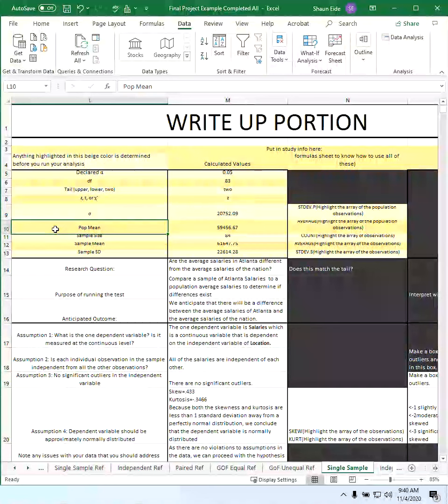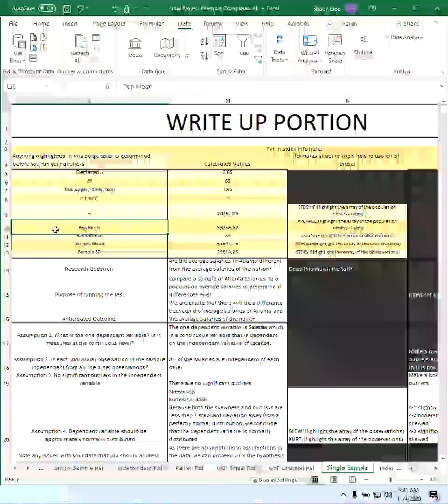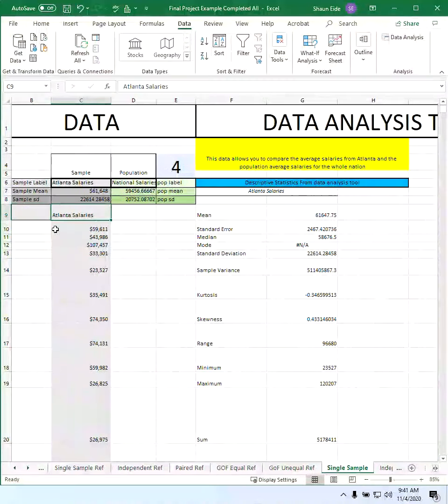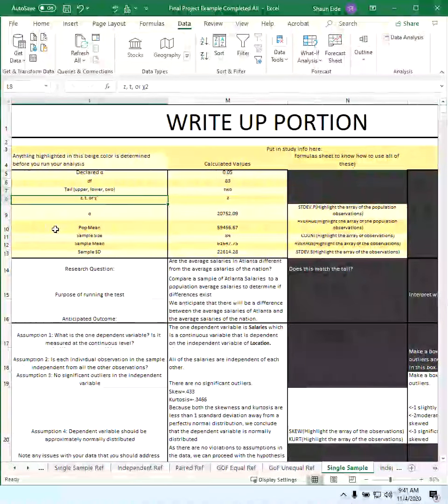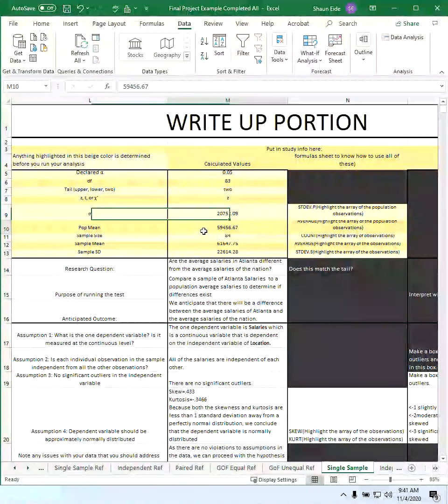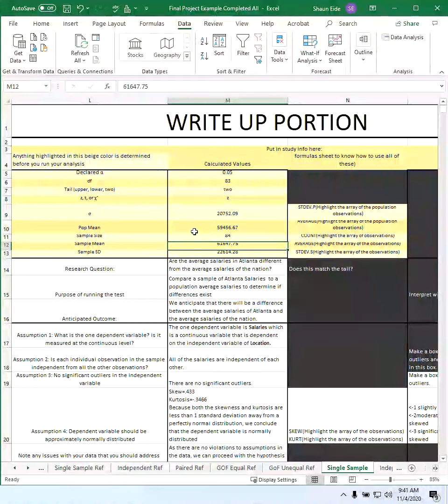And then do I want to do a z, t, or a chi-squared distribution? And we're going to do a z. The reason why is because we have the national standard deviation. And because we have the national standard deviation, the population standard deviation, we can do that. So the population mean is right there, the sample size, the sample mean, and the sample standard deviation.